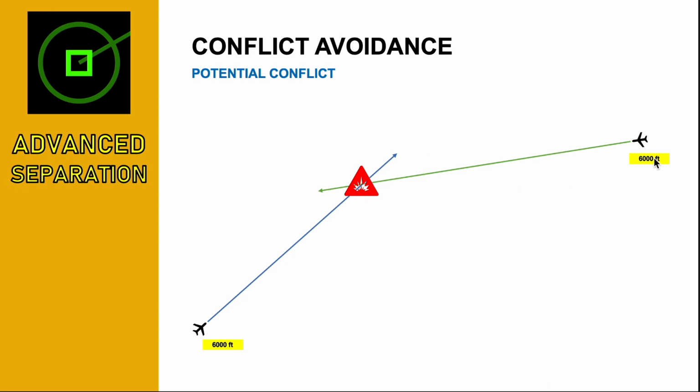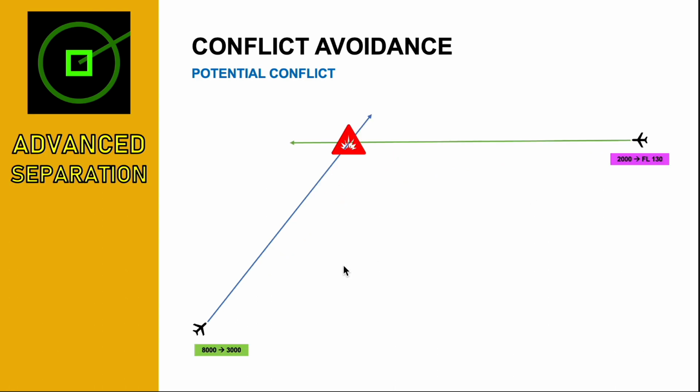In this situation, because it's a potential conflict, you just advise one of the traffics to climb 1,000 feet or descend 1,000 feet. It depends. If this traffic is departing, tell him to climb 1,000 feet. If the traffic is arriving, tell him to descend. Just try to think what is the most optimal thing to do. In this case, you tell this traffic to descend. So in this case, they are going to be separated and the conflict is going to be solved before it happens.